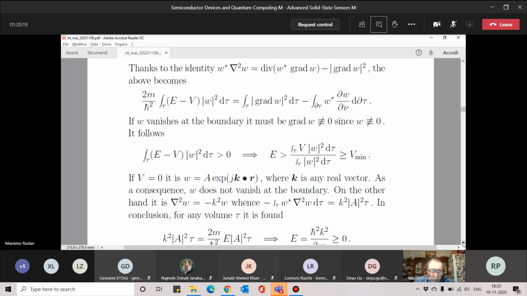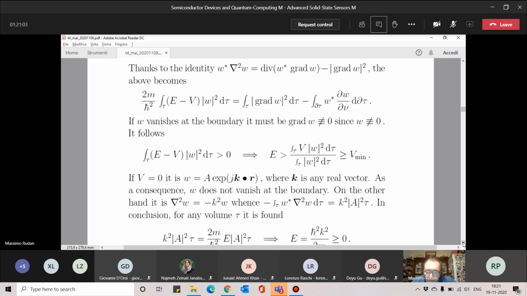But this means that if you split the integral into two blocks, one block contains the constant E, and the other block is the integral of V times the square modulus of W, you obtain the relation that is visible on the right of the arrow. That is, the total energy is strictly larger than the integral of V weighted by the square of W, normalized by W.